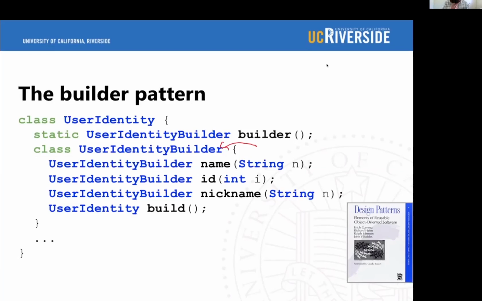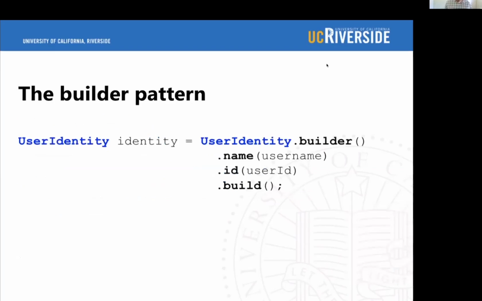And very often, this code is written with each method returning the builder itself. And so you can write your construction code in this nice fluent style, right? So here, I create a builder, and then I invoke name and ID to set the name and ID, and finally I call build to get my final user identity object.